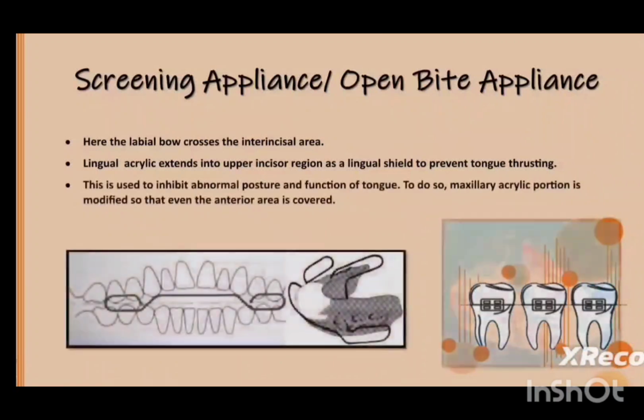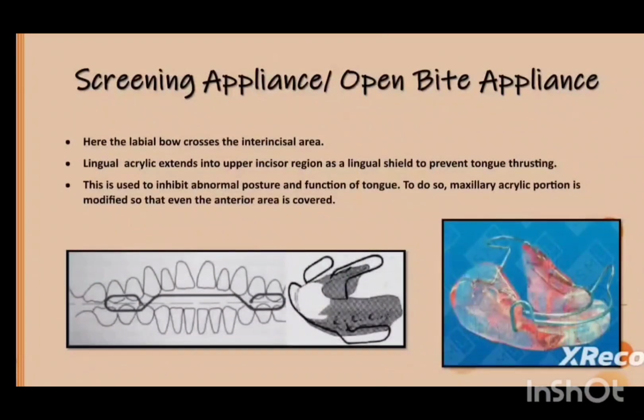Now let's talk about the screening appliance, or the open bite appliance. Here, the labial bow crosses the interincisal area. Lingual acrylic extends into the upper incisal region as a lingual shield to prevent tongue thrusting, which is quite functional in open bite cases. This is used to inhibit abnormal posture and function of the tongue, and to do so, the maxillary acrylic portion is modified so that even the anterior area is covered.